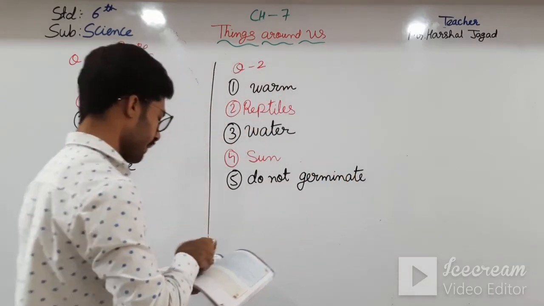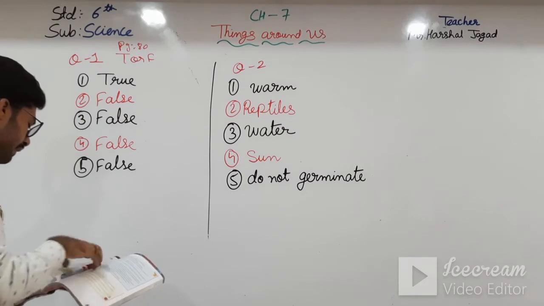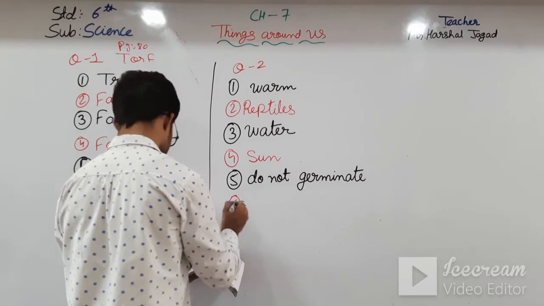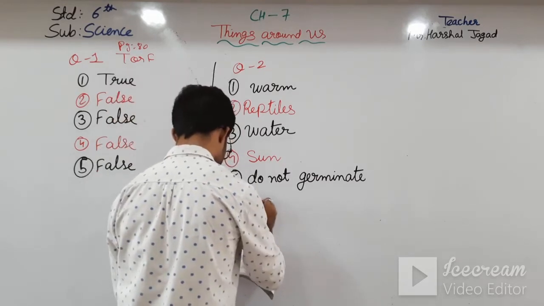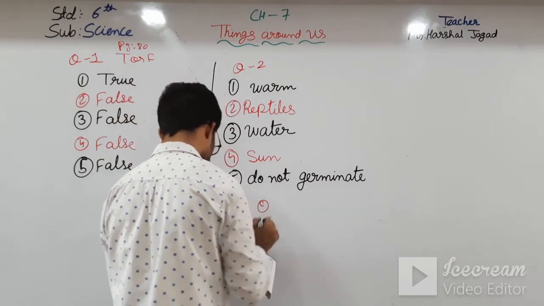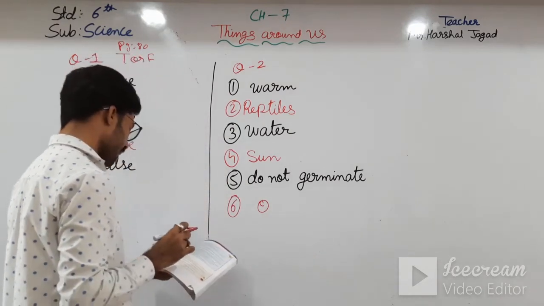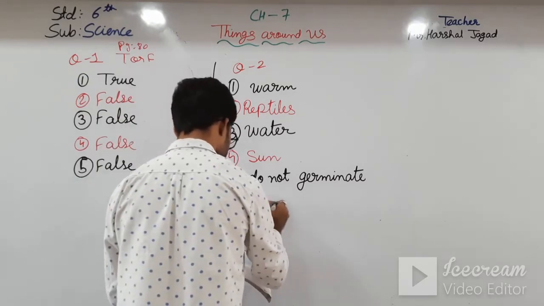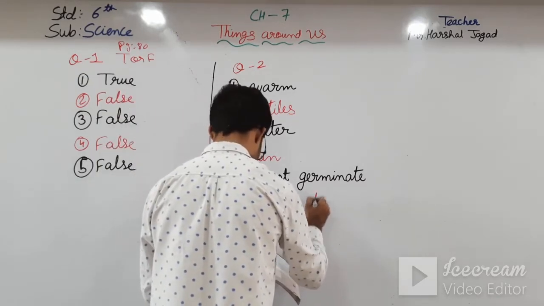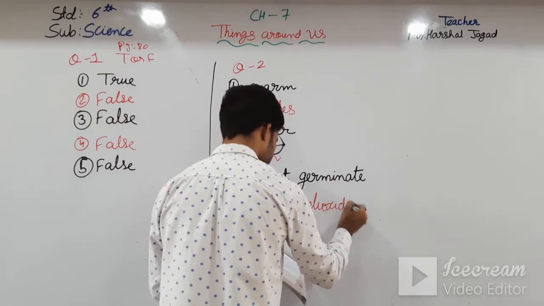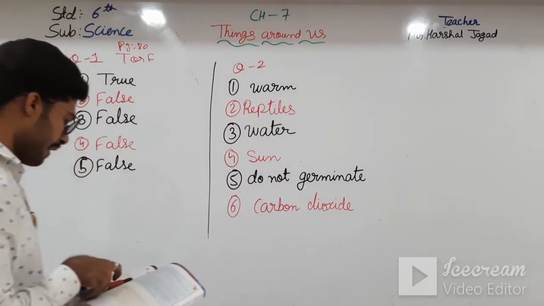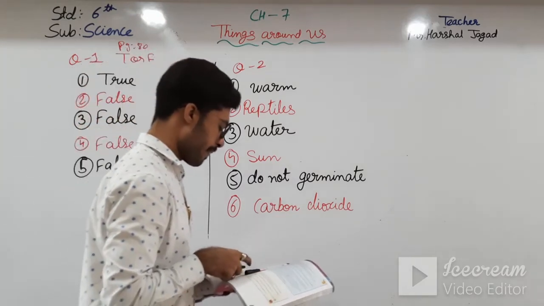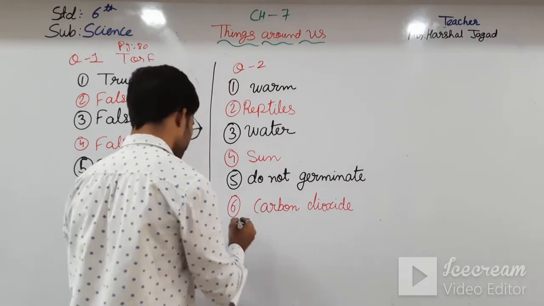Sixth one, plants taking dash during respiration, plants taking oxygen, no, plants taking carbon dioxide. Okay. Then seventh one, dash is required to transport various substances within the body, that is water.